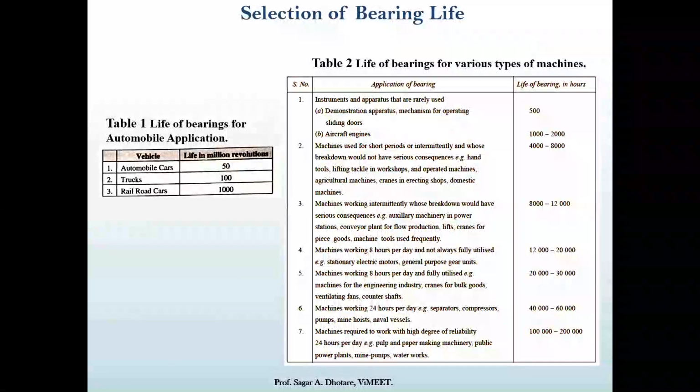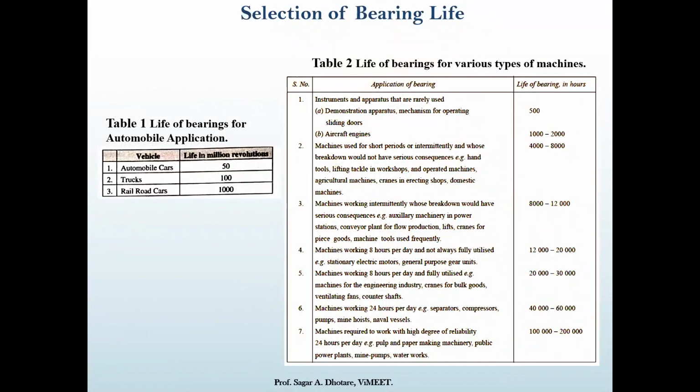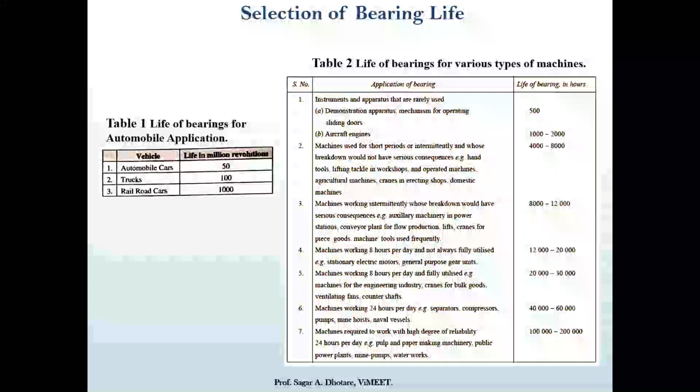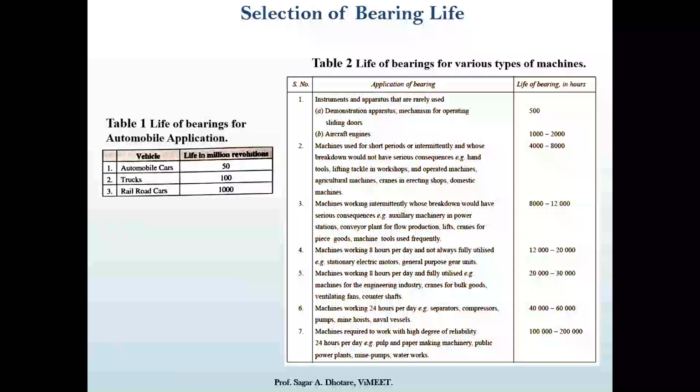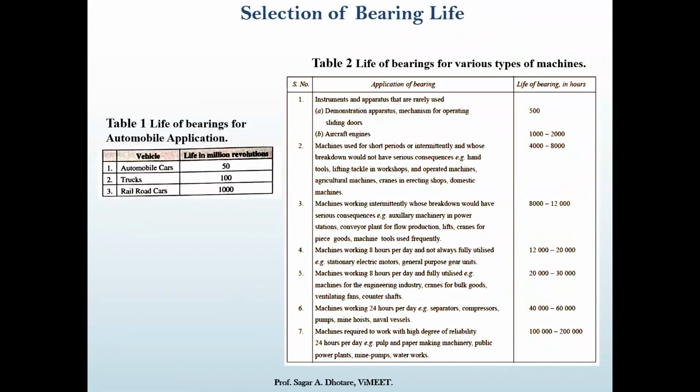Now, based on the application by machine type, there are sliding machines, then aircraft machines, then machine tools, for example agricultural machines, cranes, etc. So various types of machines are available in industry. Based on the application, if you consider a bearing for aircraft, we are unable to use it in a crane, okay, so both need different bearings.